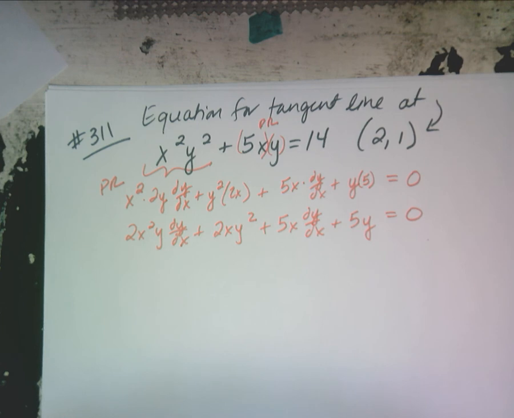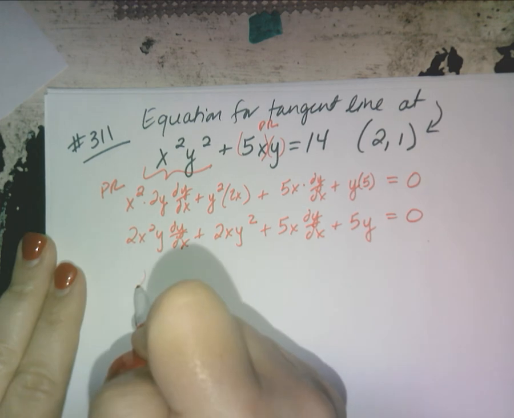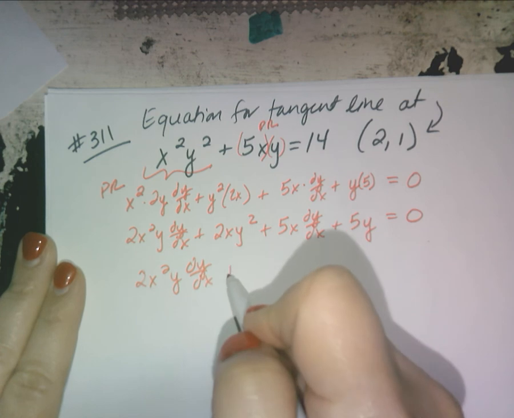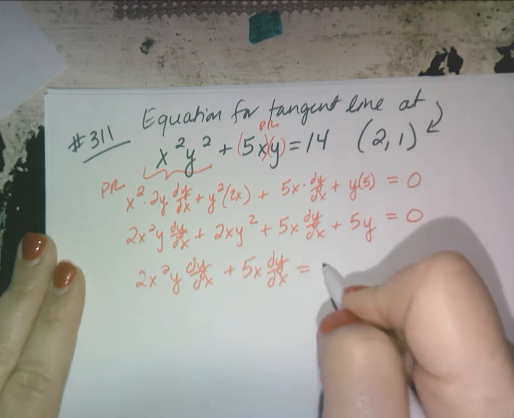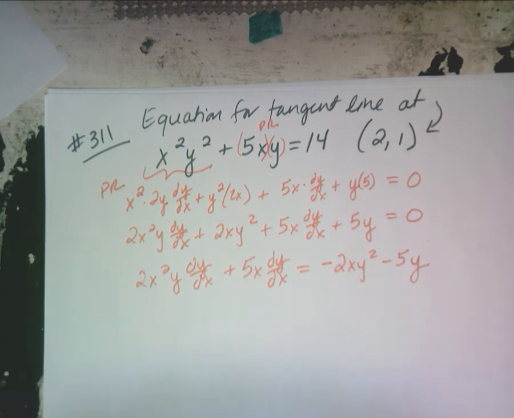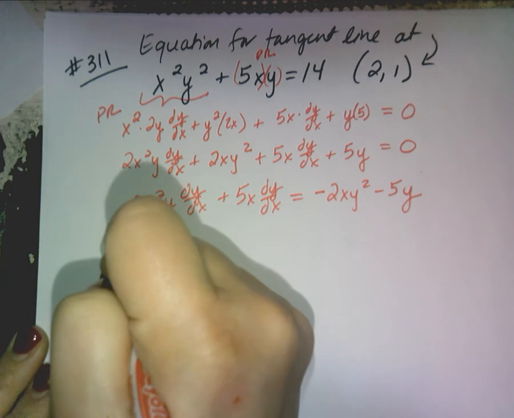Now, what's the next step that I have to do? How do I simplify? What do I have to move over? All right, first move the things over that don't have dy/dx. So 2x squared y dy/dx, 5x stays with the dy/dx. And the other side becomes a negative 2xy squared and a minus 5y. Then yes, I do factor this side.